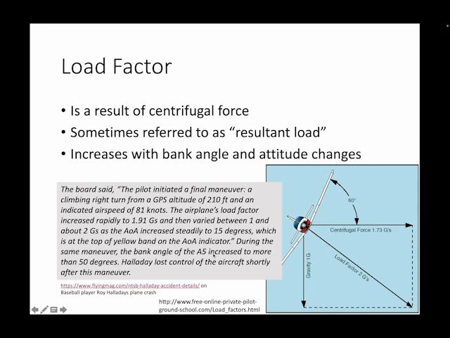So he was at a very high angle of attack. That resulted in stalling. And then the load factor on the aircraft was already greater than gravity. So the airplane was both banking and climbing, a climbing right turn.